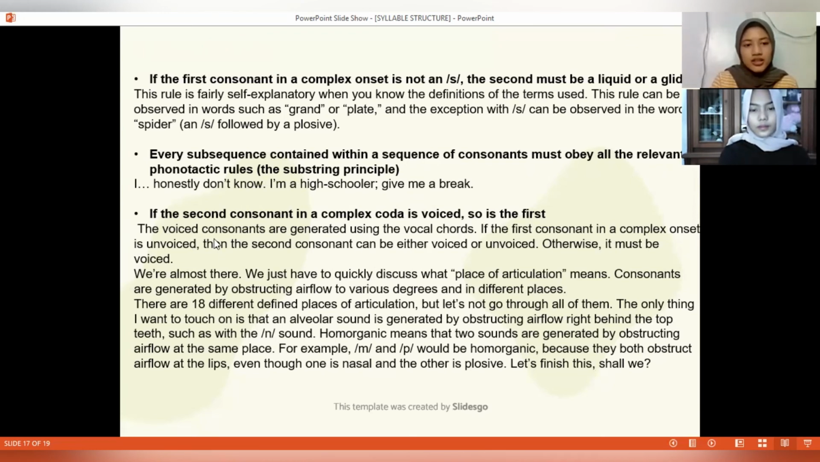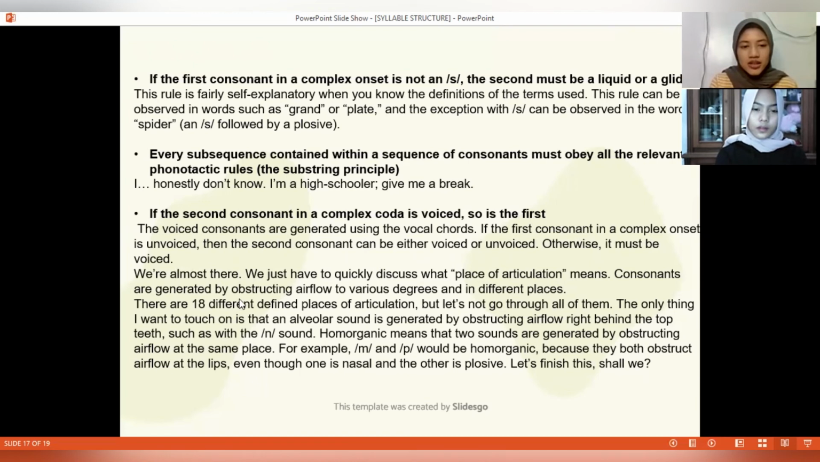The voiced consonants are generated using the vocal cords. If the first consonant in a complex coda is unvoiced, then the second consonant can be either voiced or unvoiced. Otherwise, it must be voiced. We're almost there. We just have to quickly discuss what place of articulation means.